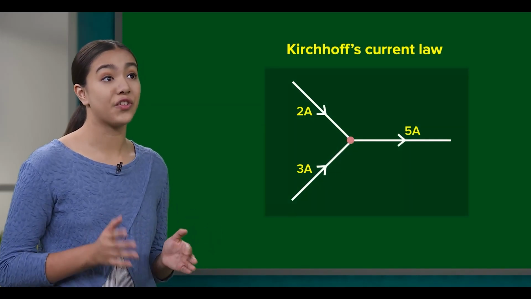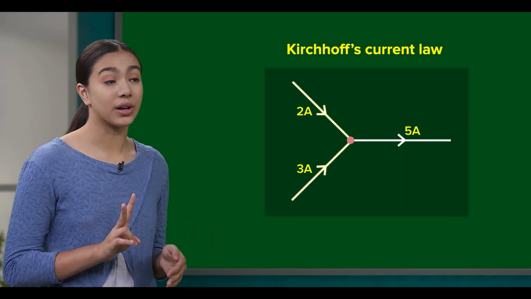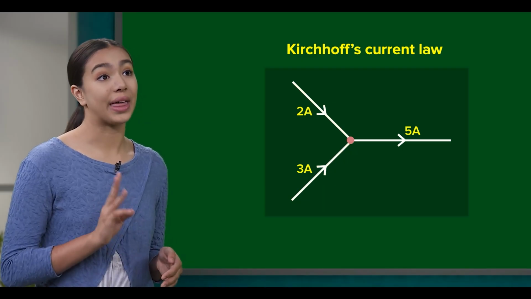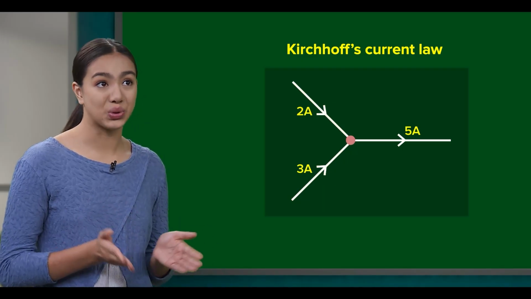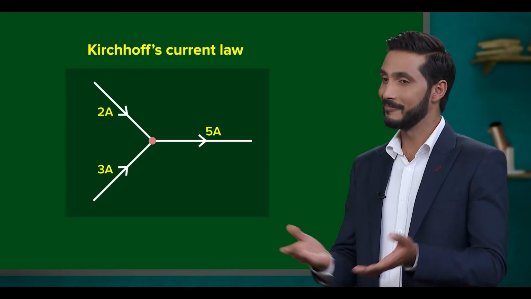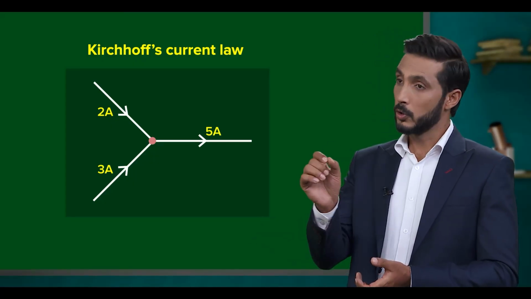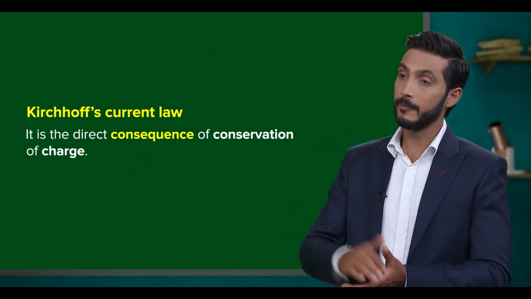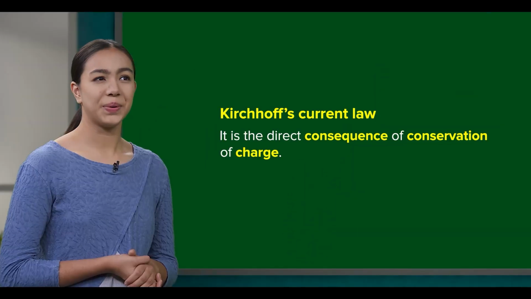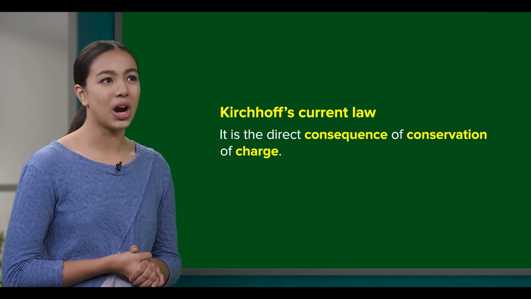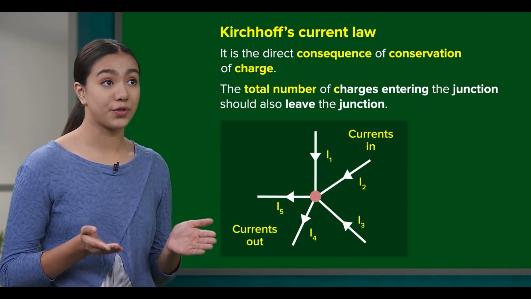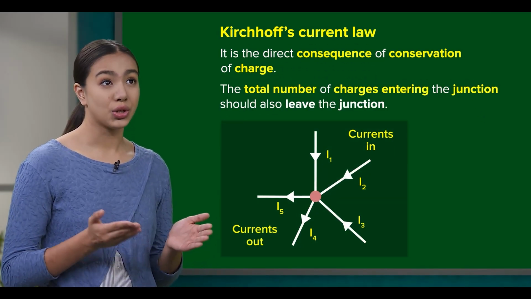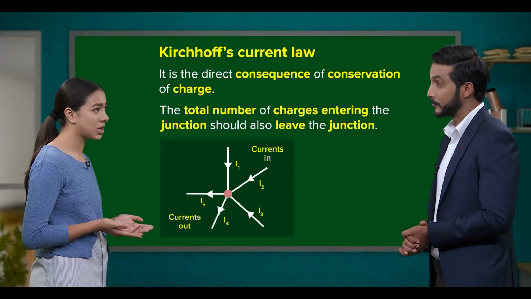Hang on, I think I'm getting it now. This law must be the reason why we get a current of 5 amperes when two wires carrying a current of 2 and 3 amperes respectively are joined together. Am I right? Absolutely. Also, do remember that Kirchhoff's current law is the direct consequence of conservation of charge. Oh, and by conservation of charge, do you mean the total number of charges entering the junction should also leave the junction? That's spot on.